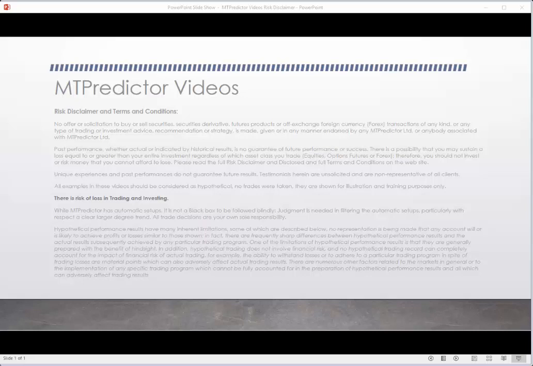As the US stock markets have been declining, we've all been waiting for areas where a bounce may start. So today I'd like to have a look at what happened on Friday to show how MTPredictor coped with that bounce.